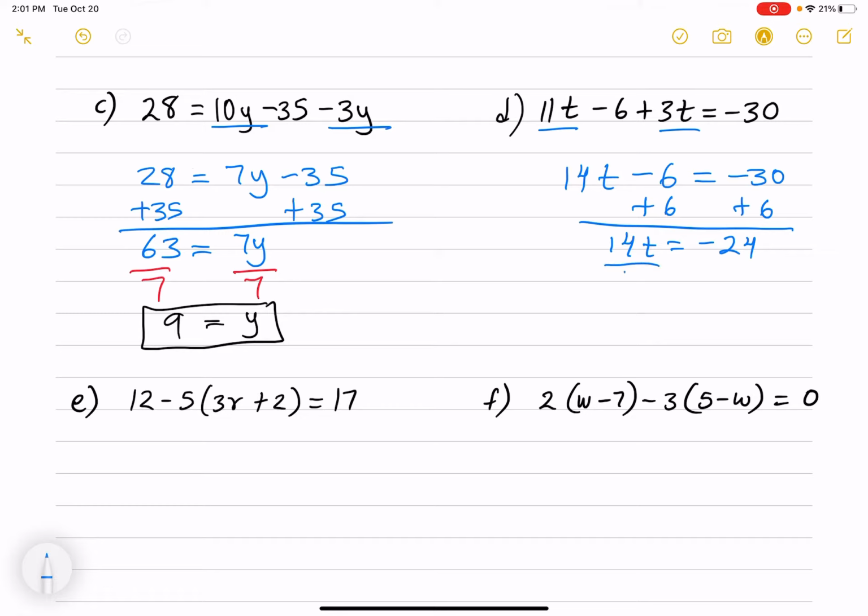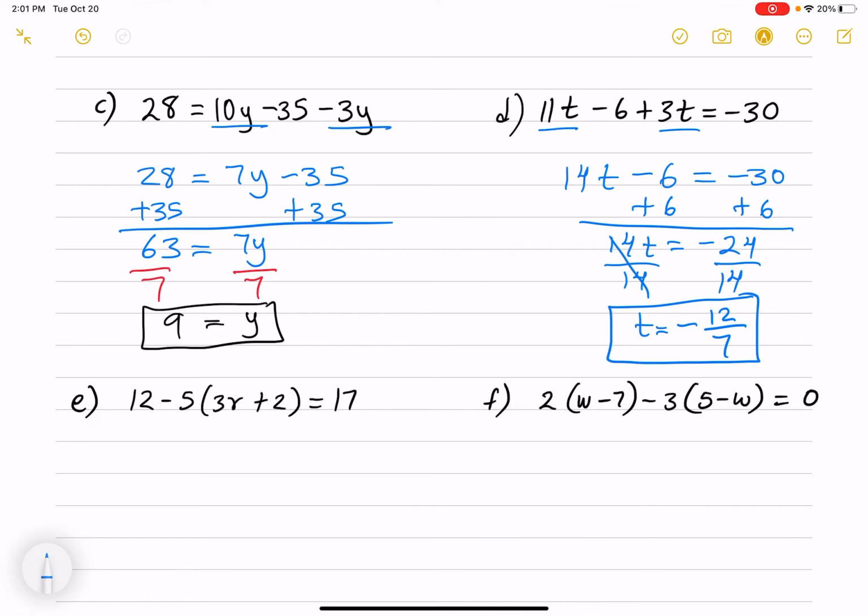Dividing both sides by 14 here is going to give us t equal to -24 over 14. Please note that both of these numbers, 24 and 14, are divisible by 2. And so it'll give us -12, because 24 divided by 2 is 12, over 7. And that would be the simplified answer in fraction form.